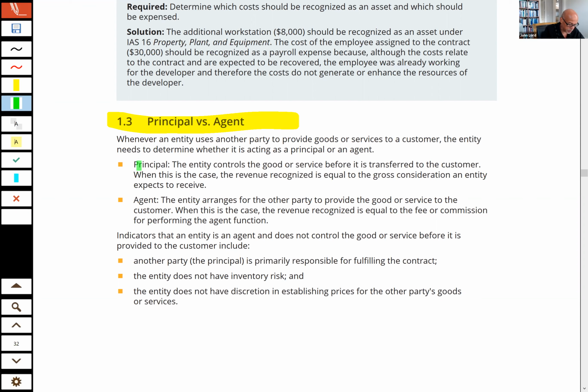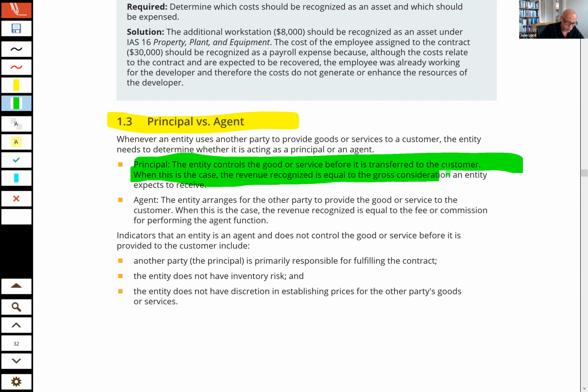Okay. So let's take a look at whether, and now in more formal terms, okay, whether or not an entity is a principal or an agent. The entity controls the goods or service before it is transferred to the customer, the inventory, right? When this is the case, the revenue recognition is equal to the gross consideration an entity expects to receive.